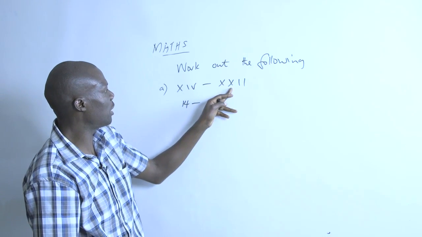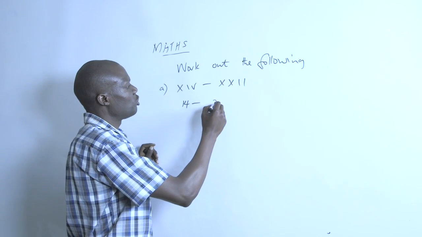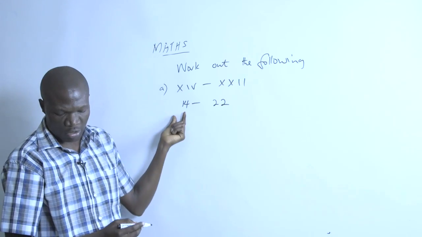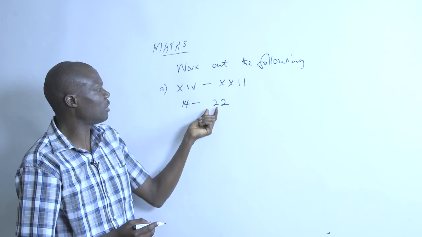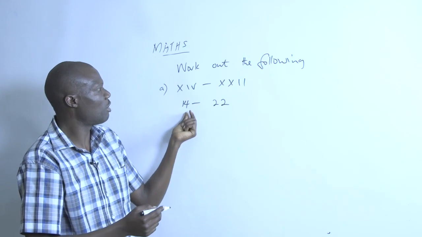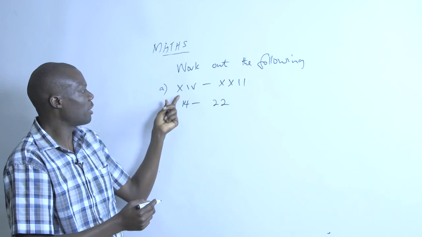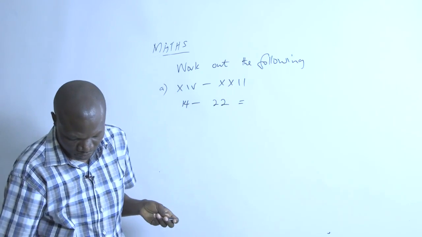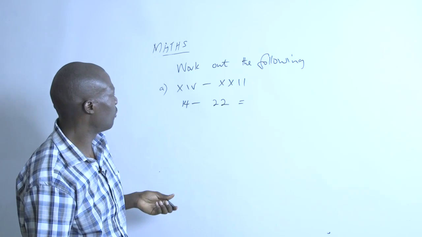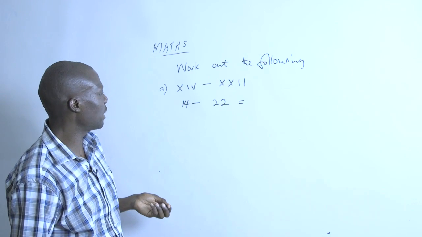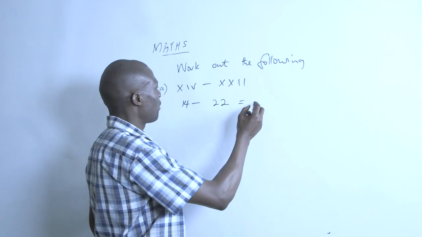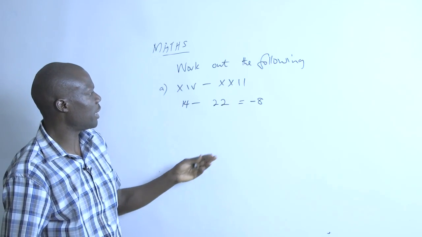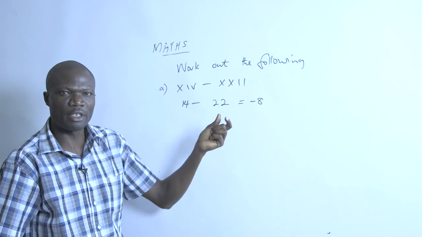This is 10, this is 10, and this is 2. So this is the equivalent to 22. So we have a small value being subtracted, subtracting a larger value from a small value. This one is equivalent to 22. This one is equivalent to 14. When you subtract this, you will find that what you will get is a negative. You'll find that what you get is a negative 8.